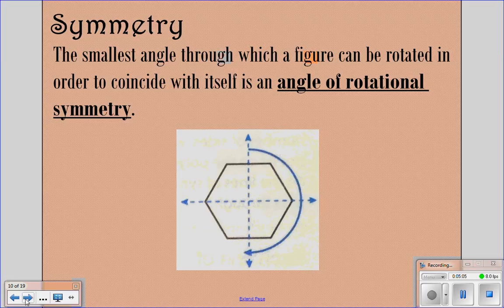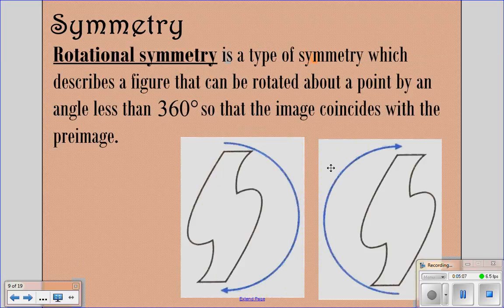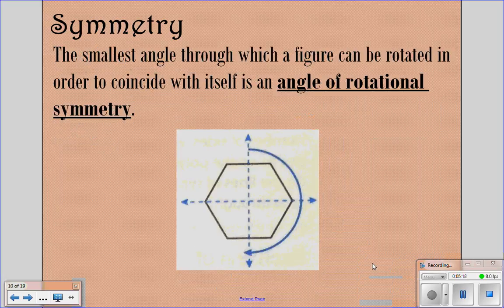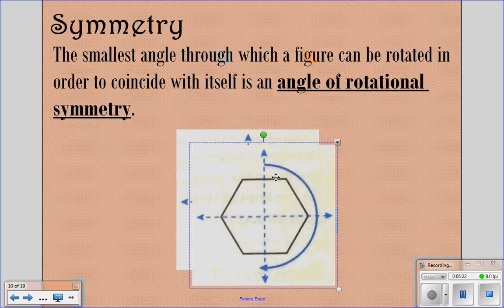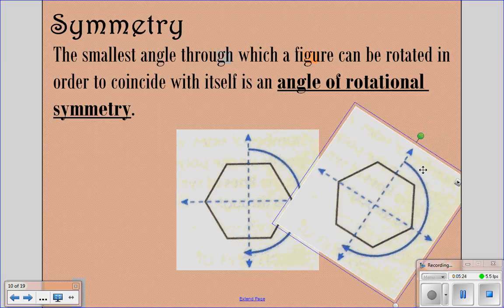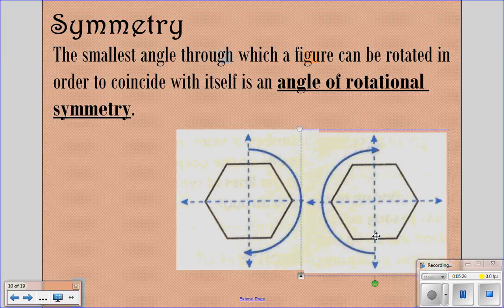So I'm going to go back to the last slide very quickly. We were able to rotate it 180 degrees. We turned it halfway around. And so the angle of rotational symmetry for this figure would be 180 degrees. Looking at this one, we know that if we rotated it 180 degrees, we've still got the same figure.